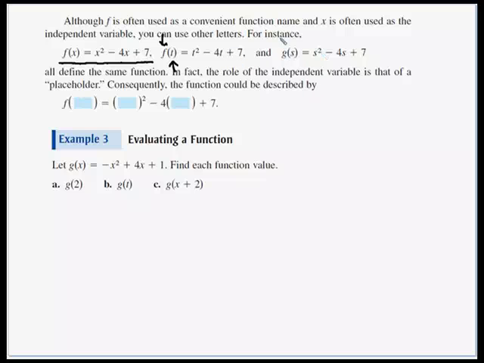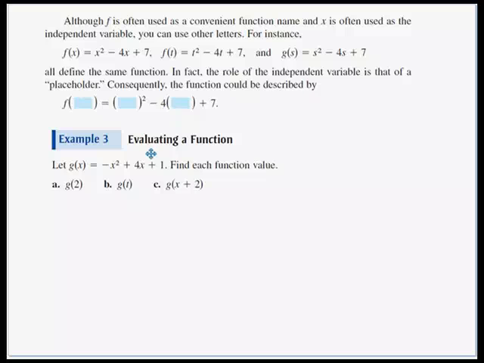And in the last one, let's change the name of the function. Instead of function f, now it's function g, and the independent variable is letter s. So g of s is now s squared minus 4s plus 7. And they all define the same function. In fact, the role of the independent variable is often that of a placeholder. Consequently, we could describe the function without those independent variables at all. We could just say f of something is equal to that something squared minus 4 times that same something plus 7.